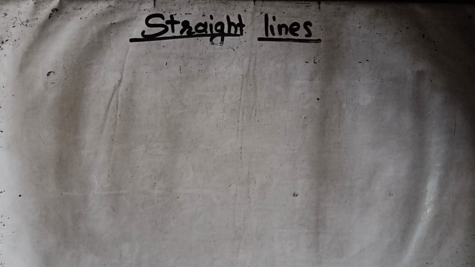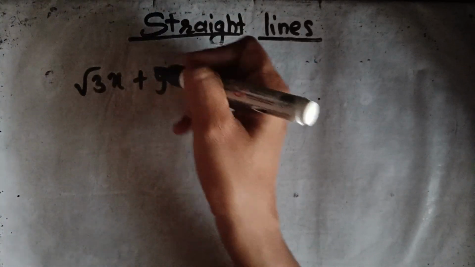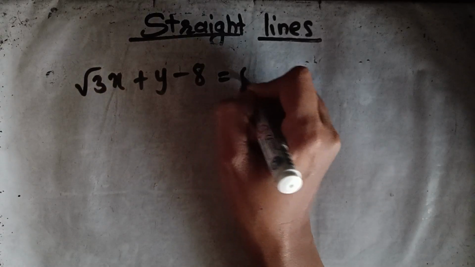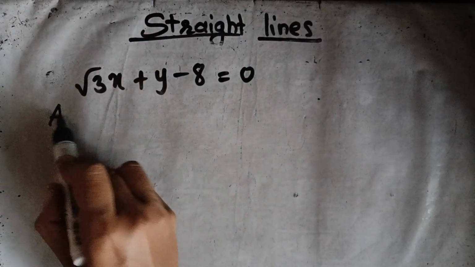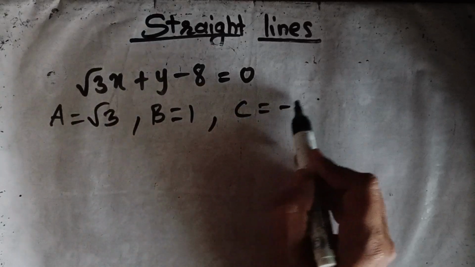Let's do one question for the normal form. You have to write the length of the perpendicular from the origin to the line. That is the P value you have to write. And secondly, the angle between the normal and the positive x-axis. So the question is given with 3x plus y minus 8 equal to 0. Write A, B, C. B is 1, C is minus 8.